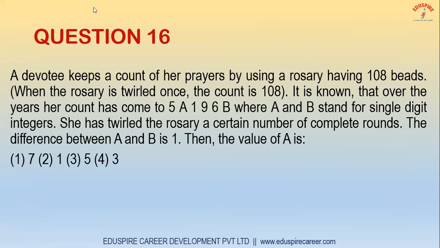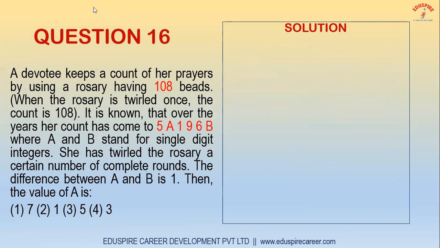So there are a lot of such situations where the paper setters will try to divert your attention by giving an unnecessary set of information like a story. You see, you should be able to filter out the most important part, which is why I have marked those, right? So all that matters over here is to check whether 5A196B, this number is divisible by 108. Now, how do I check that?